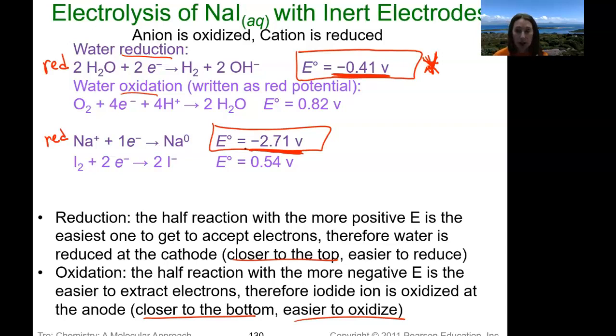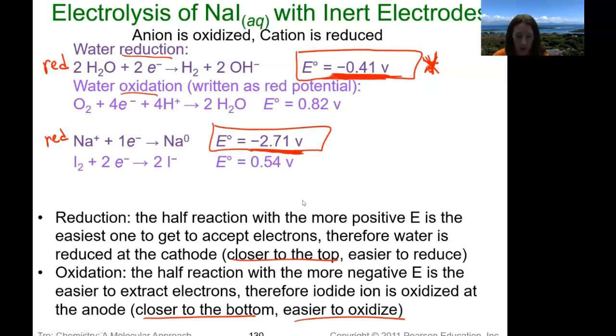So remember, reduction means it's going to gain electrons. So electrons are going to go towards it. In order for it to go towards it, it wants it to be more positive because electrons are negatively charged, right? In this case, they have no choice, but they're going to go towards the 0.41. So in this case, our reduction, negative 0.41 is more positive than negative 0.21.